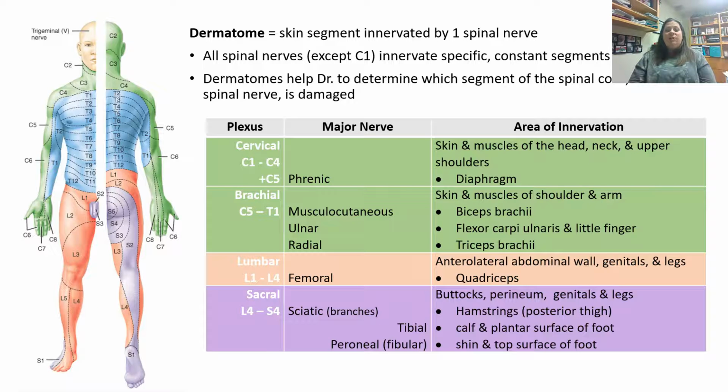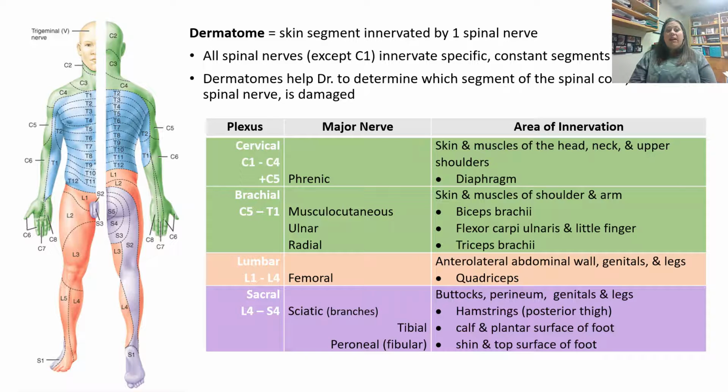So if we take a look here in the cervical plexus, C1 through C4 plus C5, we see that they're going to talk to the skin and muscles of the head, neck, and upper shoulders. And specifically, the phrenic nerve is going to talk to the diaphragm, which is super important for breathing.